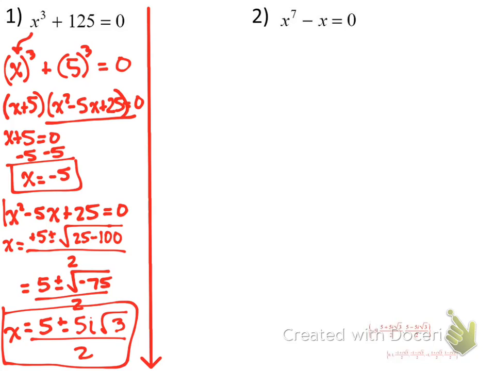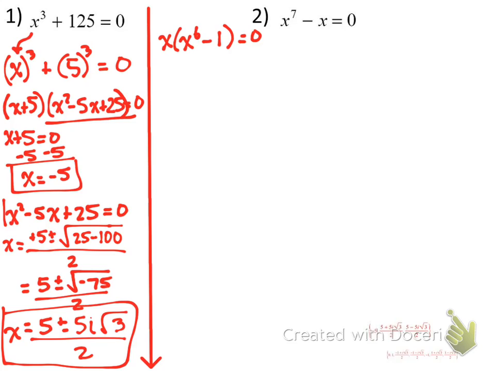Number 2. What's the exponent on number 2? What's the largest exponent? Good. So how many solutions will I have? 7. Ready? Here we go. So number 2, this left side has x to the 7th minus x. I could factor out an x. So it's like saying x times x to the 6th minus 1 is equal to 0. Okay? That's the first step.